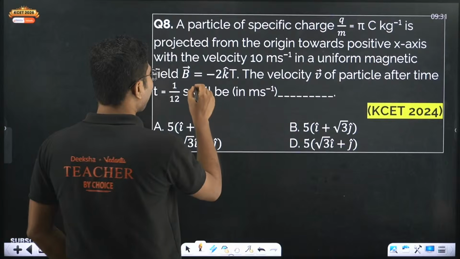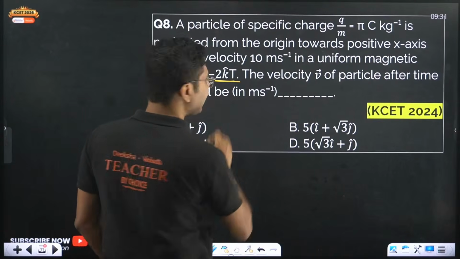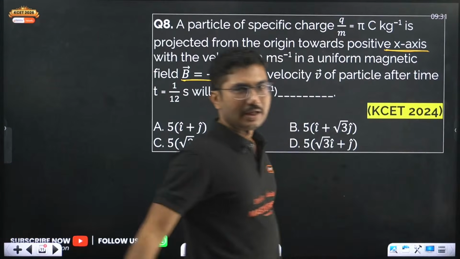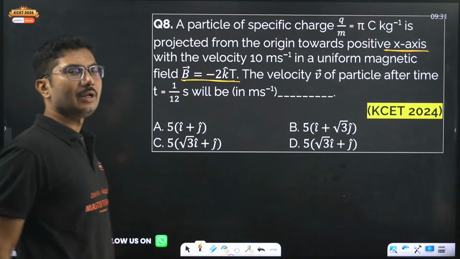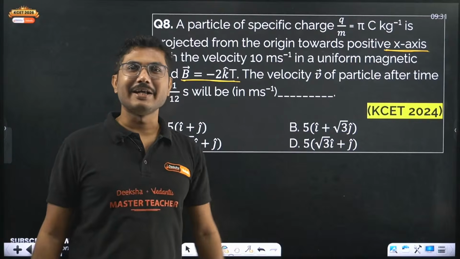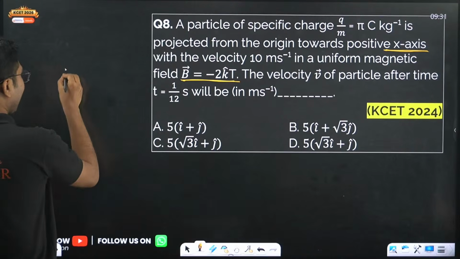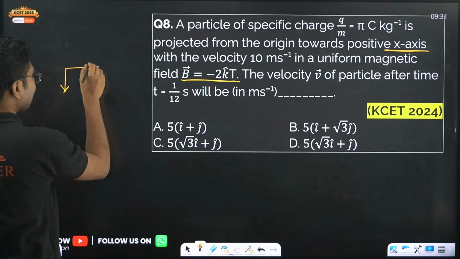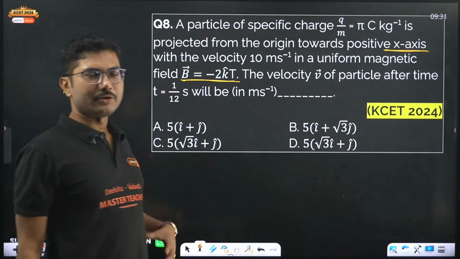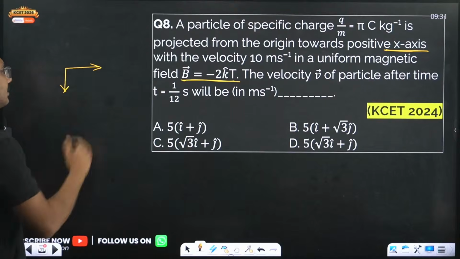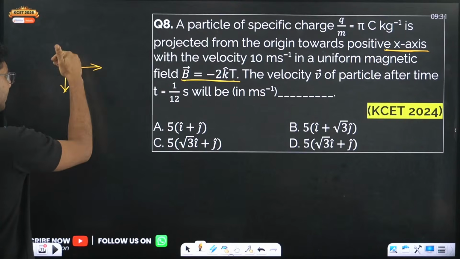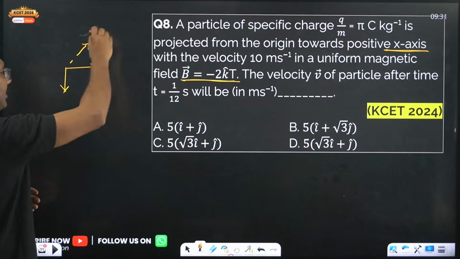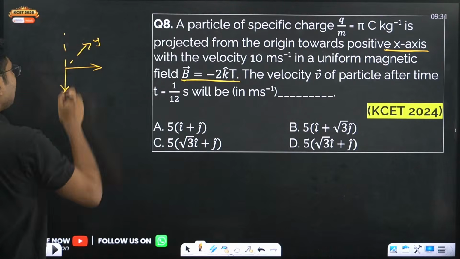If you see that the magnetic field is along the negative z-axis and the particle is projected along the positive x-axis, that means the angle between magnetic field and velocity is 90 degrees. Suppose this is the z-axis and this is the x-axis. You can choose x, y, z based on your requirement. So x cross y equals z, so the y-axis is somewhere here, into the page of the paper. This is the positive z-axis, this is the negative z-axis.